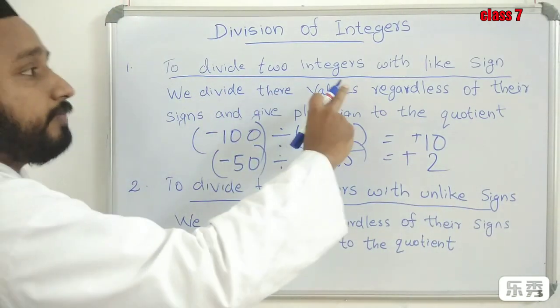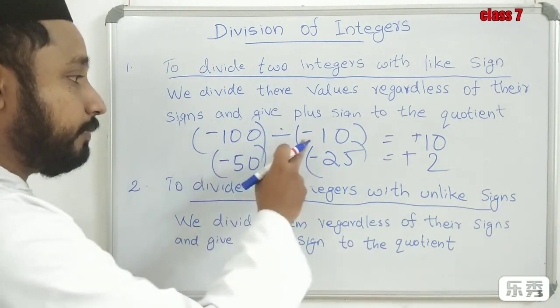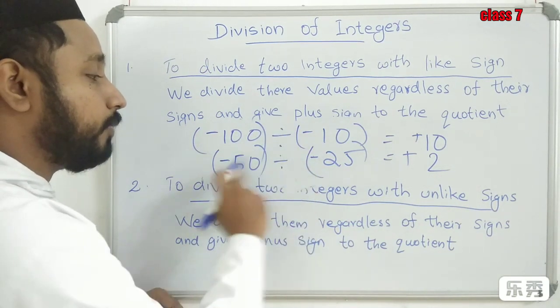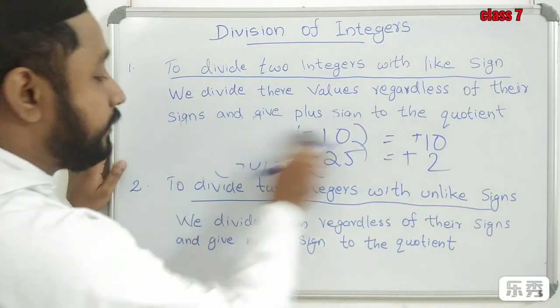So, if there are like signs, the answer is positive. If both signs are negative or both are positive, answer is also positive. That is the first rule. Second rule.